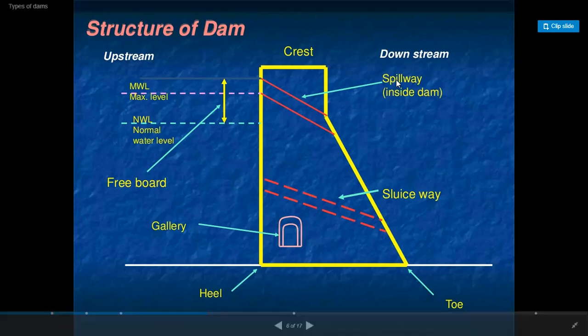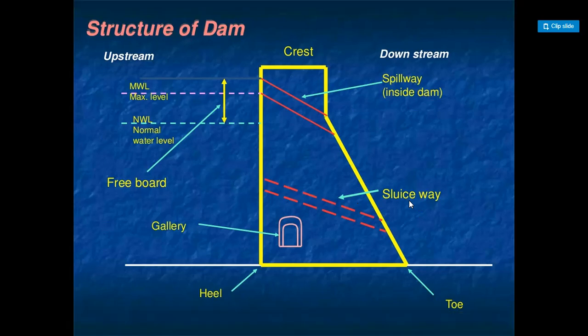And the sluices, sluice way, guys. There are openings in the dam near the ground level. They are useful in clearing the silt of the reservoir. Guys, here, these are the sides of the valleys supporting the dam structure, the abutments.